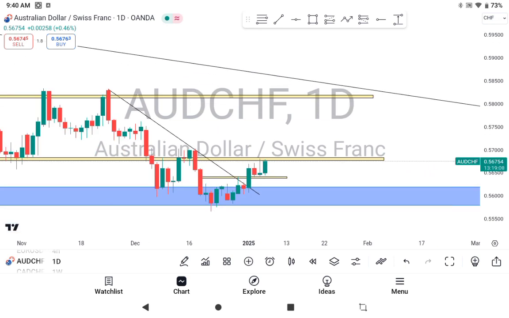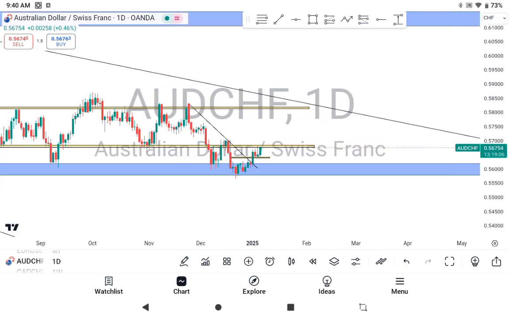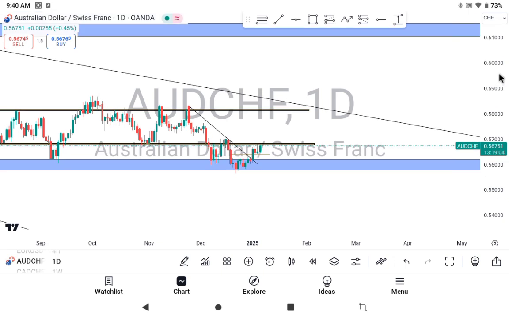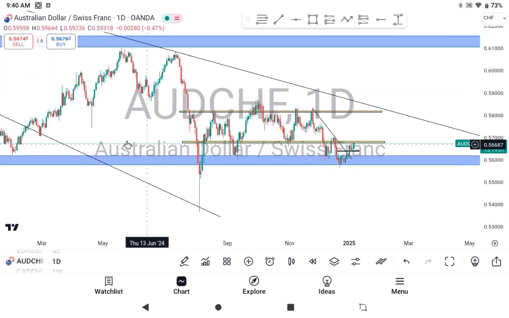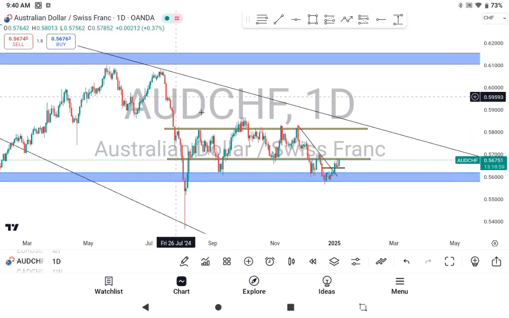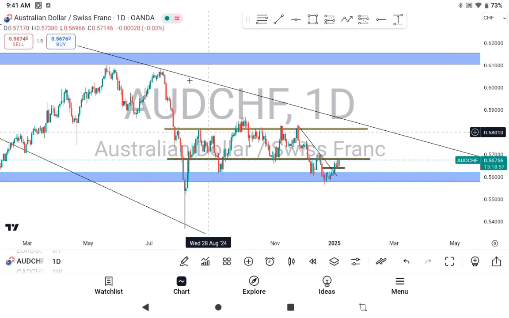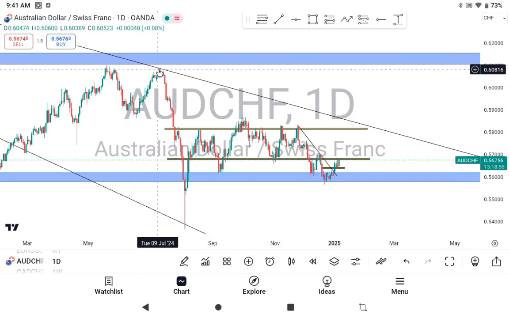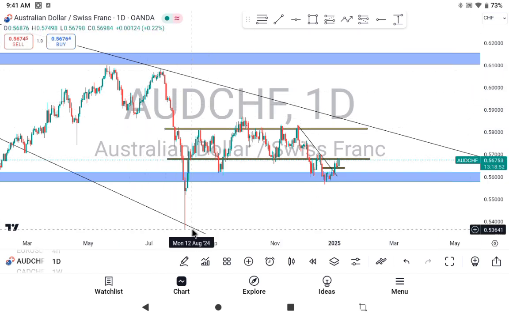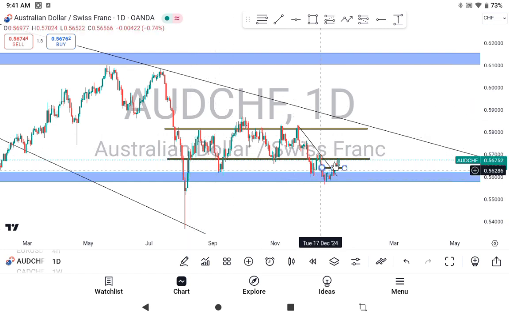Let me zoom out properly. Okay, now as you can see, we have the first touch of this main trend line. This is the second attempt touch. It was rejected, and price is going for the third attempt right here.